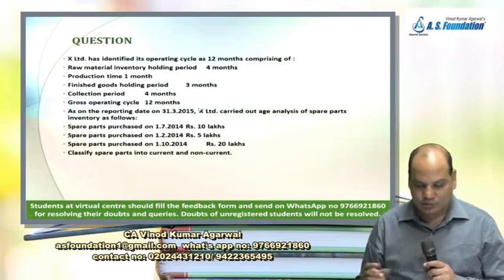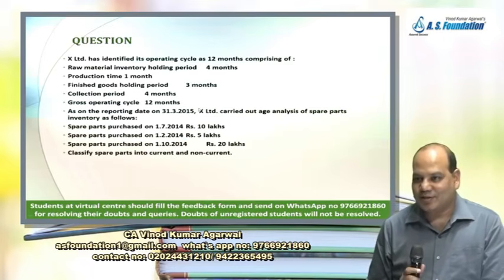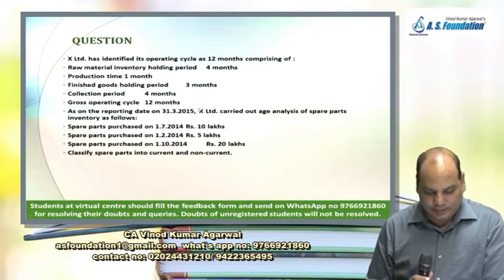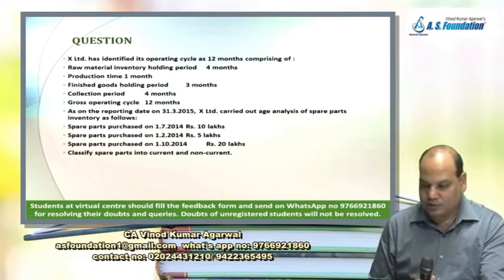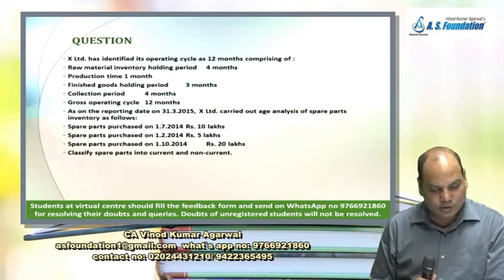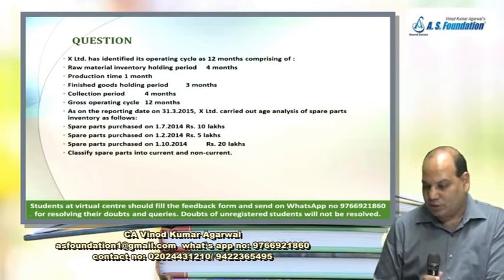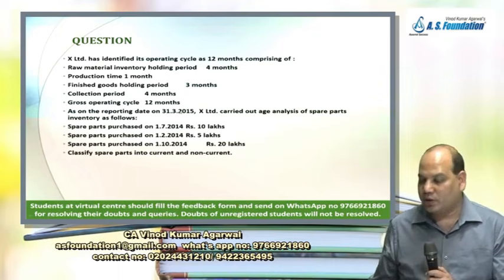Now we'll solve one question and then we'll conclude today's lecture. Okay, solve without reading the answer. X Limited has identified its operating cycle as 12 months, comprising raw material 4 months, plus 1 month production time, plus 3 months finished goods holding period, plus 4 months collection period. Is it matching up to 12 months? Yes. So the gross operating cycle is 12 months.